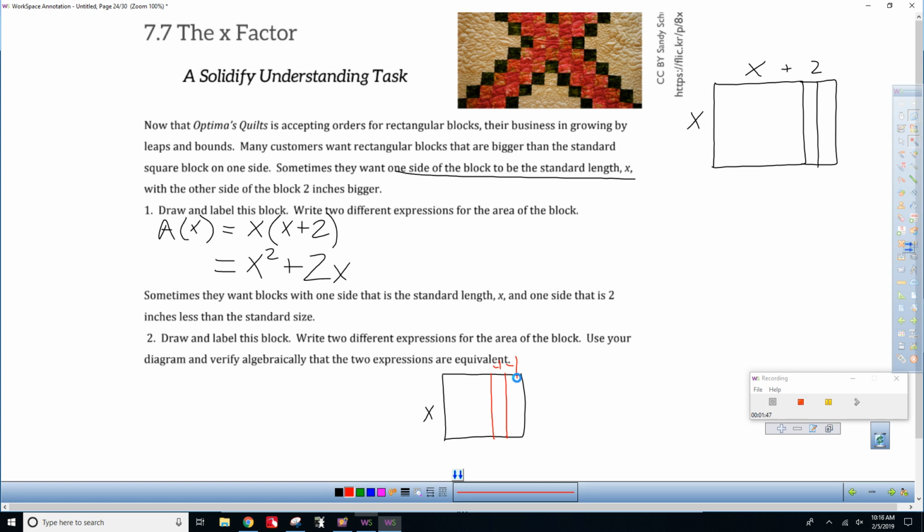So, we would call this X minus 2. And we're taking that away from it. So, one way to write it would be what? Well, let's write this one first. X times X minus 2. Or we could rewrite that as X squared minus 2X, and I guess that makes sense visually.